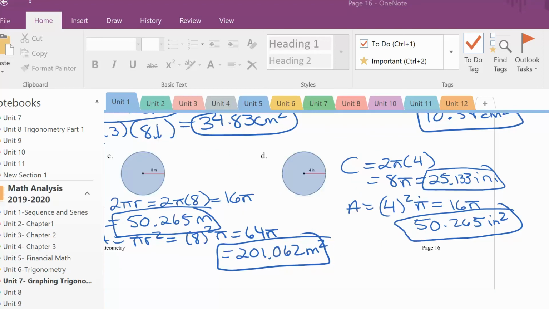All right, so the circumference, remember it's 2 pi r, so 8 pi gives you 25.133 inches. And then area, 4 squared, the radius squared times pi, so 16 pi gives you 50.265 square inches.